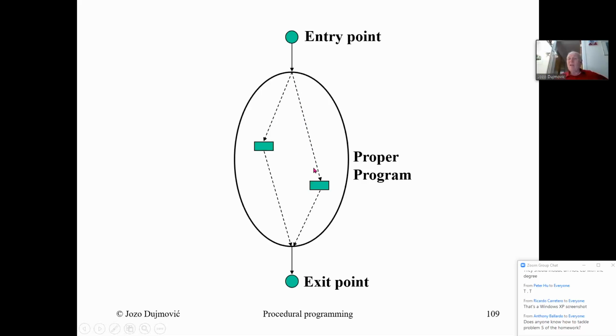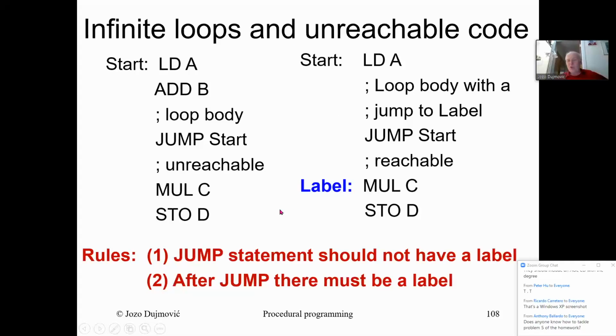And you don't have unreachable code. For example, you have piece of code that you cannot reach. So these are irregularities, both infinite loops and unreachable code. I want also to show you example of infinite loop and unreachable code.